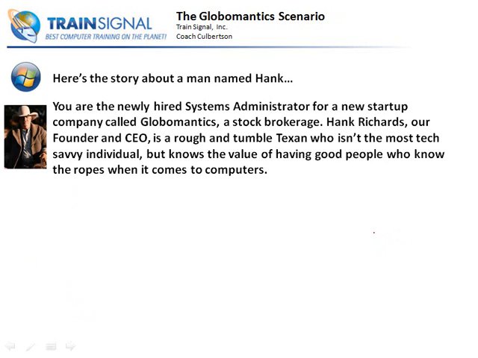All right, so let's talk about the scenario that I'm going to be walking you through all the way throughout this course. Here's the basic scenario. You're the newly hired system administrator for a new startup company called Globomantics, which, by the way, is a global stock brokerage. Their whole deal is to sell stocks, securities, bonds, all that kind of good stuff. And this was started by an imaginary fellow by the name of Hank Richards, who is our founder and CEO. He's a rough and tumble Texan who isn't the most tech-savvy individual, but he knows the value of having good people who know the ropes when it comes to computer stuff, which of course is why he hired you, right?